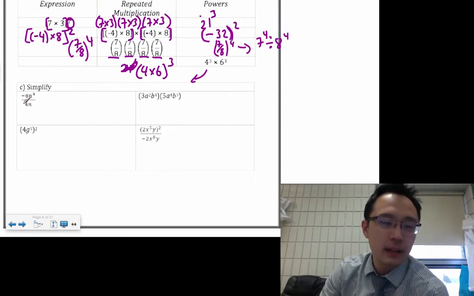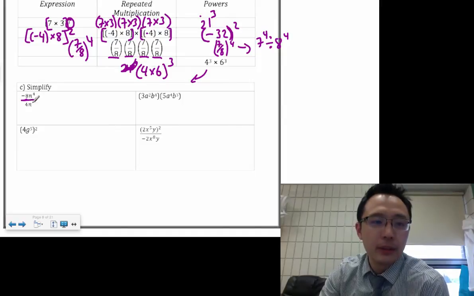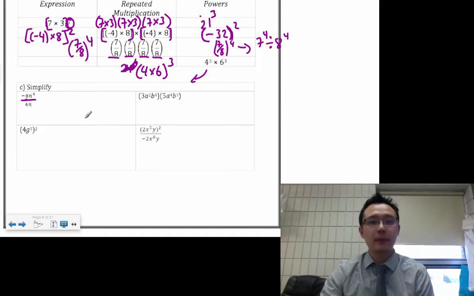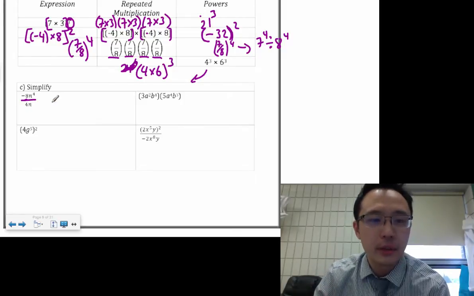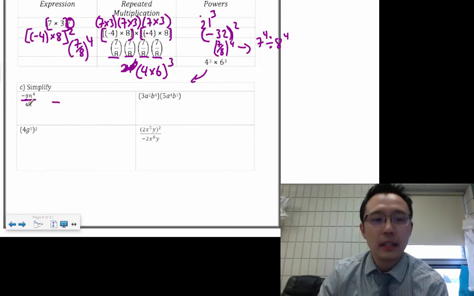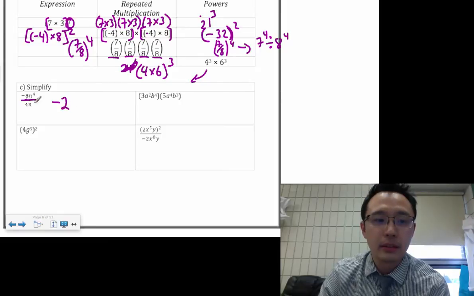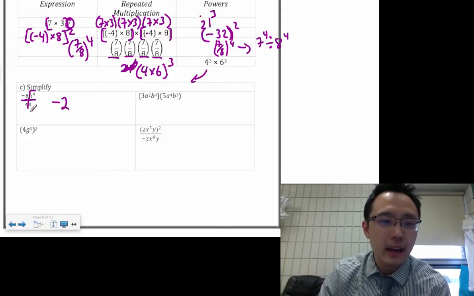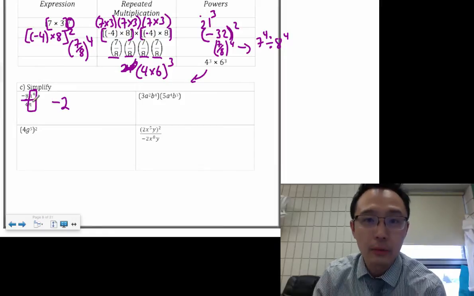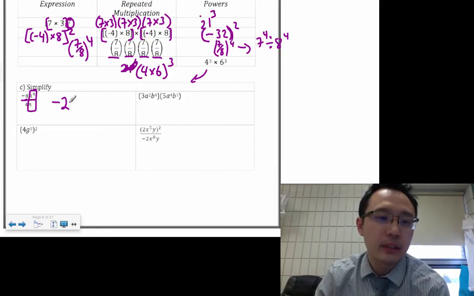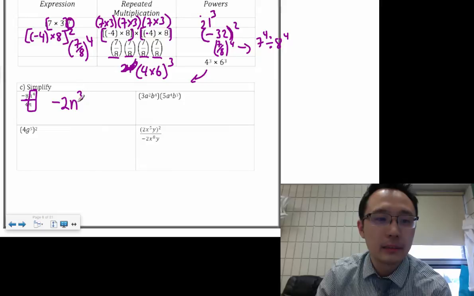So this one, if you have a number and a variable and you have a fraction line, remember, a couple of things to do first. Look at the sign, negative or positive. We know that's going to be a negative. 8 divided by 4 is 2. Now n to the 4 divided by n, that is like your power rule. Because they're dividing, you subtract the exponent. So that's n to the power 3.